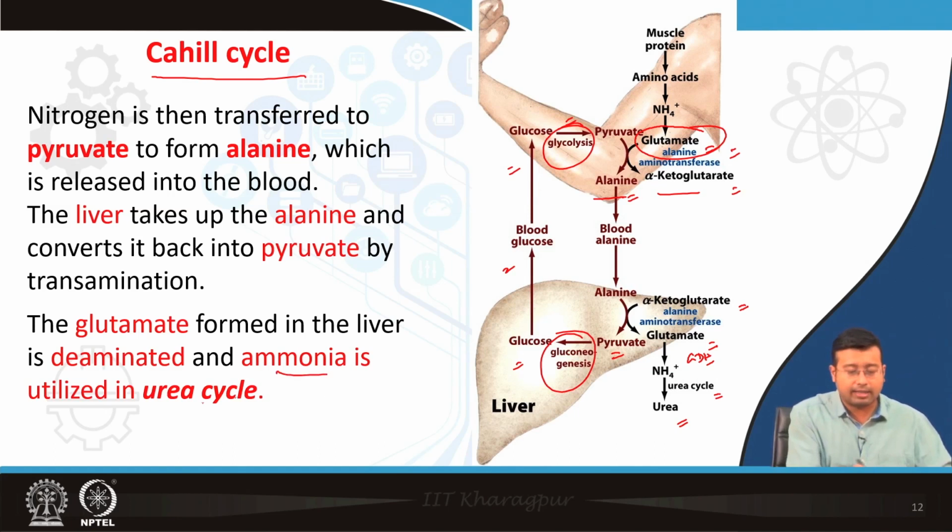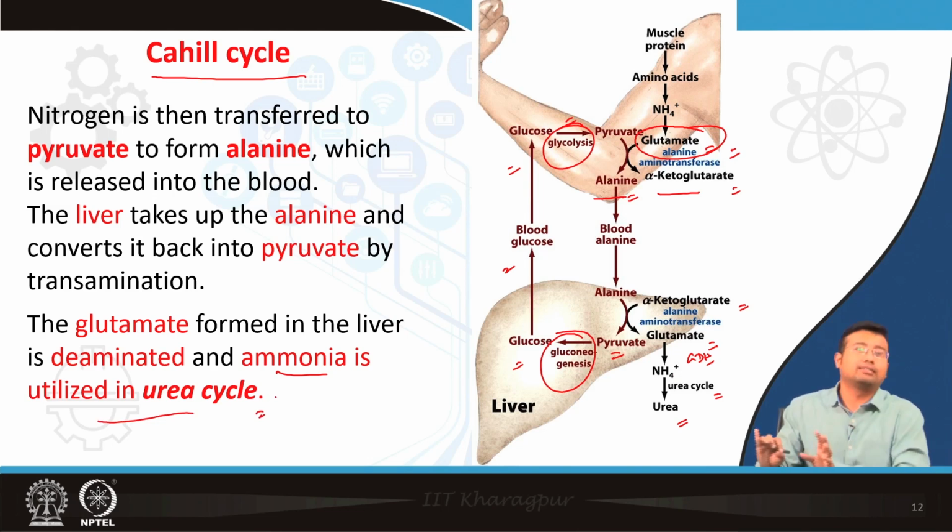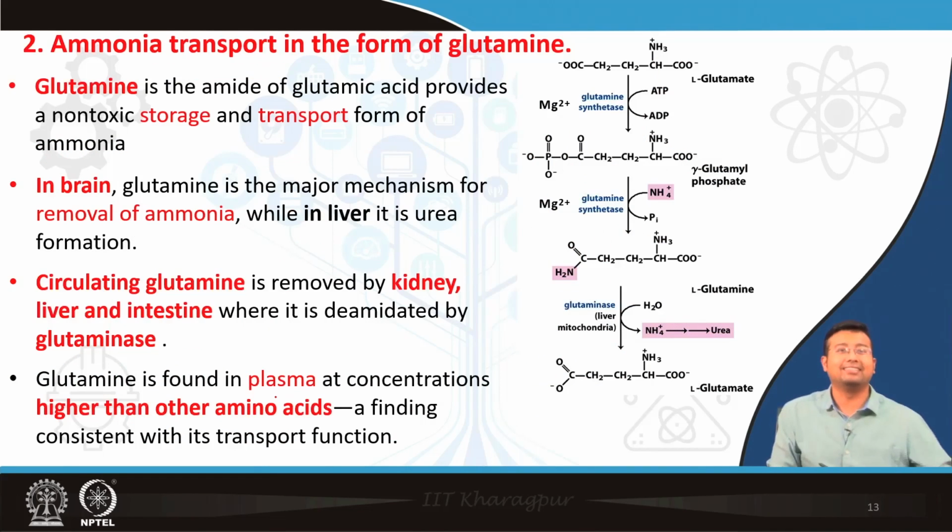Ultimately, as the last line says, the ammonia is finally entering into the urea cycle, which we will be discussing later in much more detail. So first was the glucose alanine cycle or Cahill cycle. What is the next major mechanism of transport of ammonia? This is via glutamine formation.